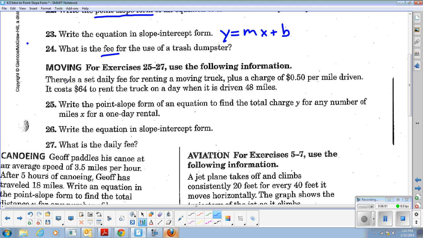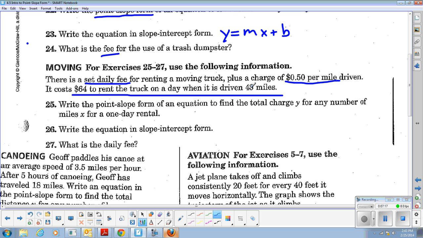Again, here's that wording again. There is a set daily fee for renting a moving truck, plus a charge of 50 cents per mile driven. It costs $64 to rent the truck on a day when it's driven 48 miles. 50 cents per mile, $64 on a day when it's driven 48 miles. Be careful with the wording on this one. I have a question for you to think about. Does the dollars come first or the miles?